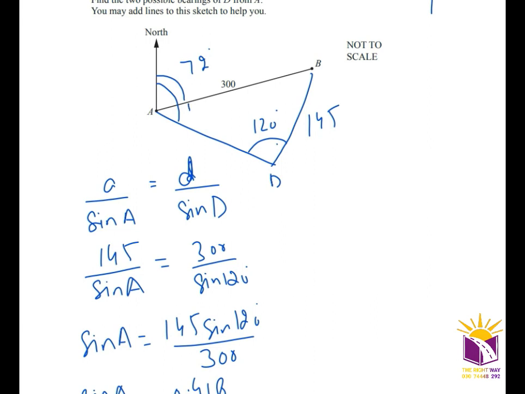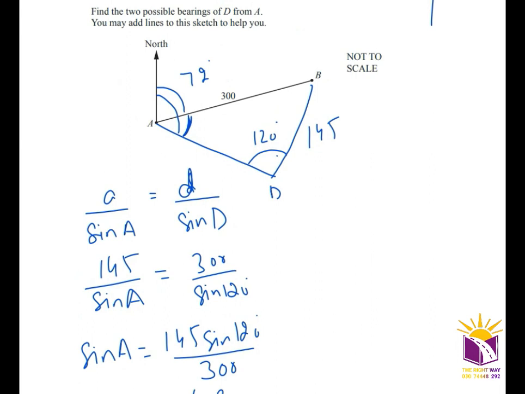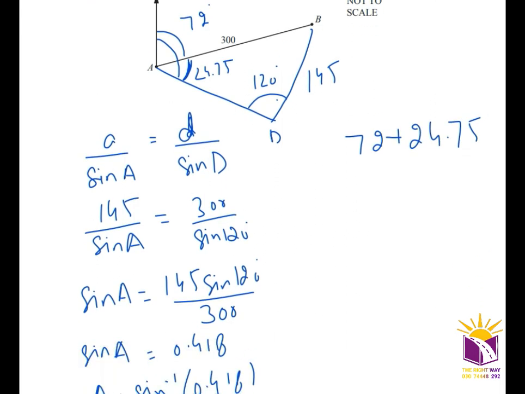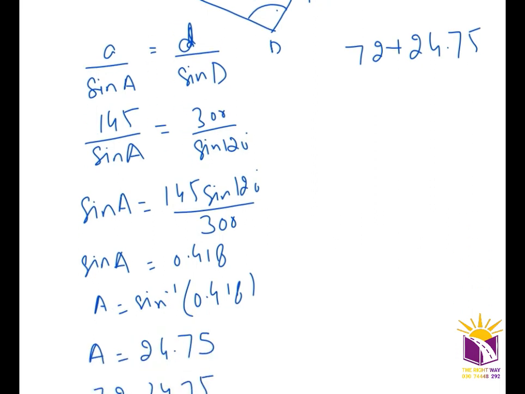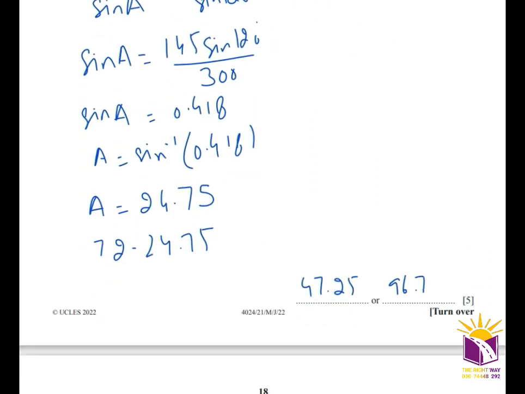Now I have to calculate again this angle A. This angle A will be the same and it will be equal to 24.75. So my bearing will become 72 plus 24.75, and it will be equal to 96.75. I will write it as 096.75 or 047.25.